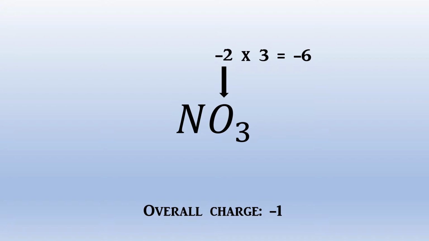Next, we try to find the oxidation number of nitrogen. Our equation is now x plus -6 equals -1, from which we can find out that nitrogen's oxidation number is in fact +5.